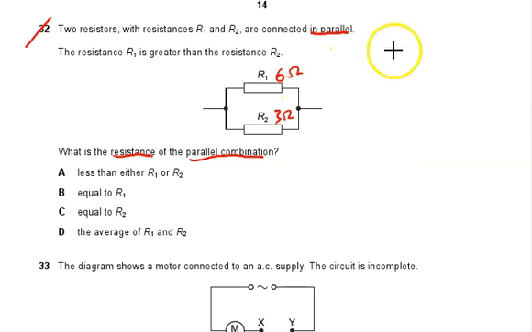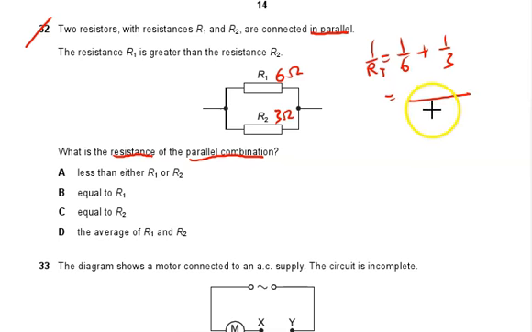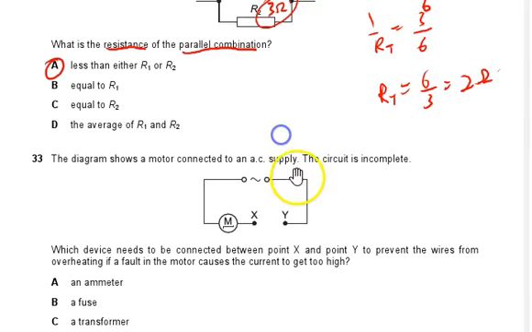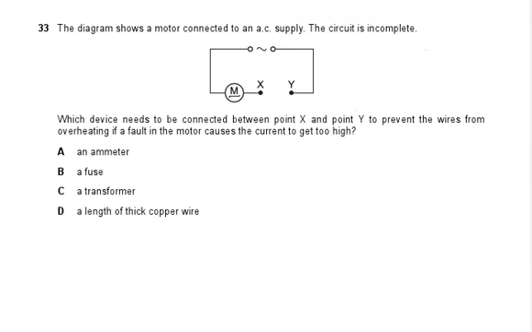Okay, so for example, 1 over 6, 1 over 3, 1 over R total. So here becomes 1 over 6, here is 2 over 6, total 3 over 6. Then we change back. Just invert this, you get 6 over 3, which will give you 2 ohm. So if you look at it, it is less than both of these, right? So it's less than R1 and R2. Okay, now we move forward with number 33.